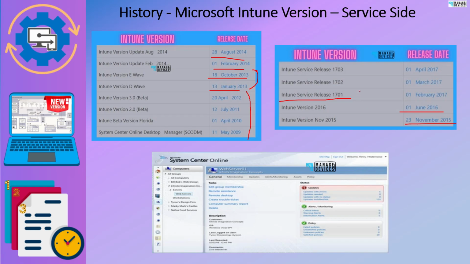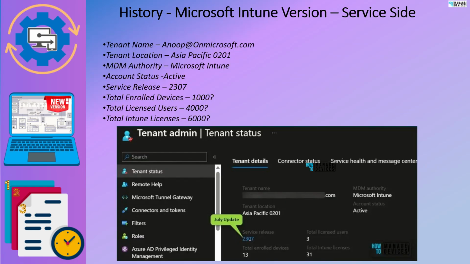1701. That was 2017. 17 is coming from the year 2017 in this scenario. 01 is coming from the month. So it was Jan. That is why it was 1701. And now the latest version is Intune service release 2307, and Microsoft releases the latest service release at the end of every month, and the July version got released in the last week of July.